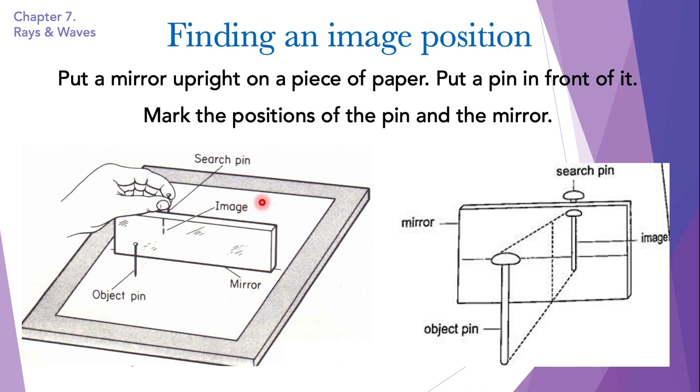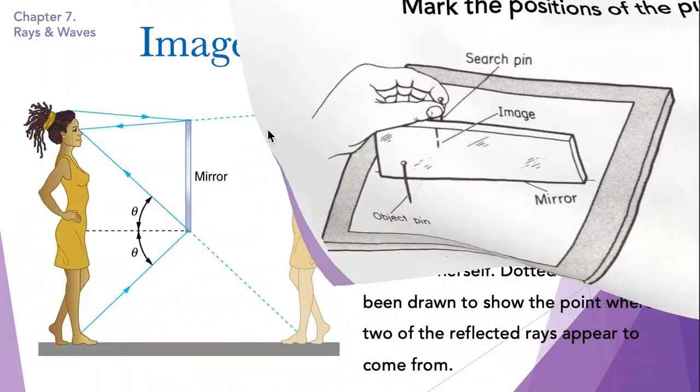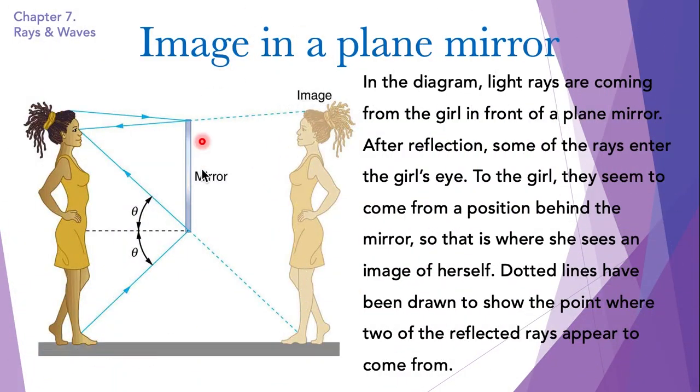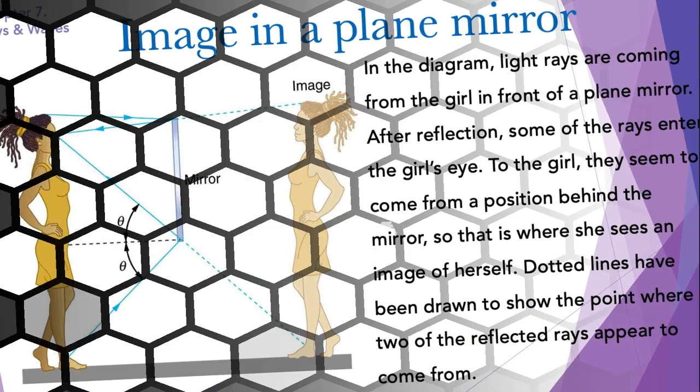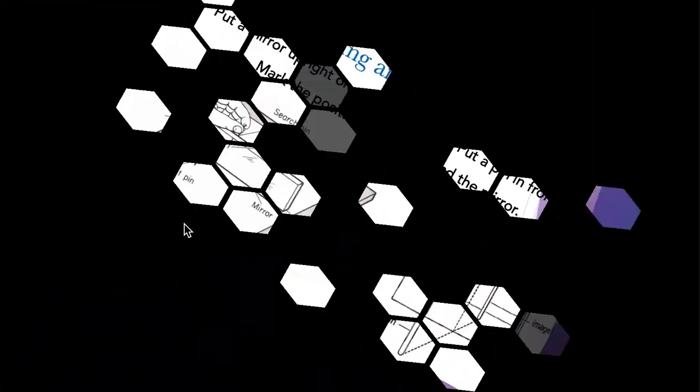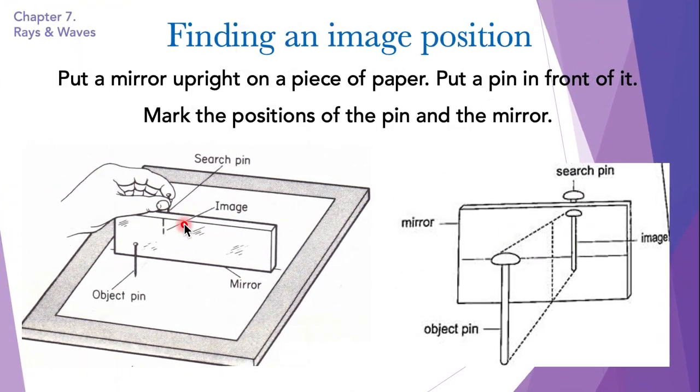So to find the actual position of the image formed in a mirror, we have seen in this that the image is formed somewhere behind the mirror. But we can't see it, of course. We just think that the image is somewhere here. So how can we find the position of the image behind the mirror? This is what we're going to find out over here. So finding an image position in the mirror.